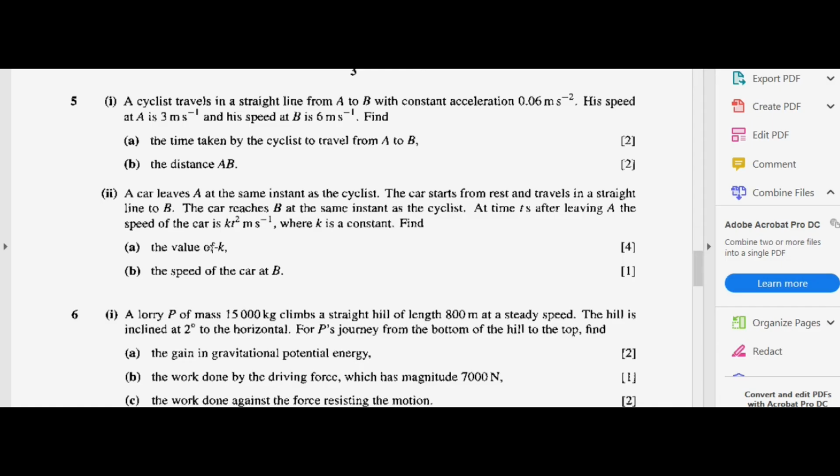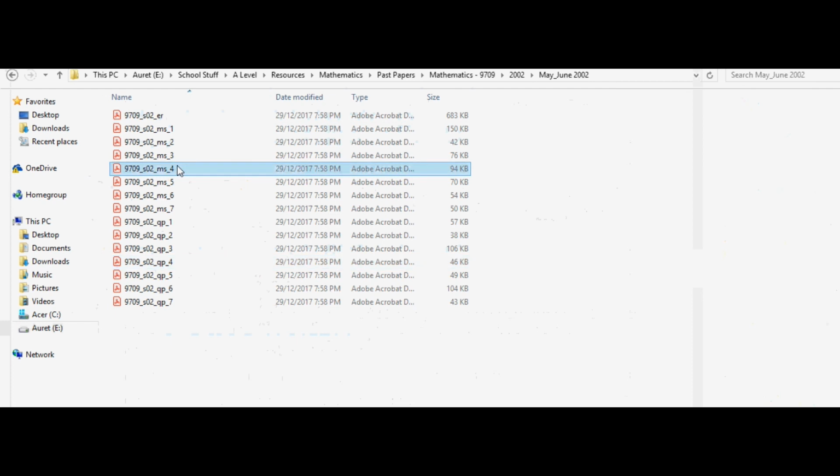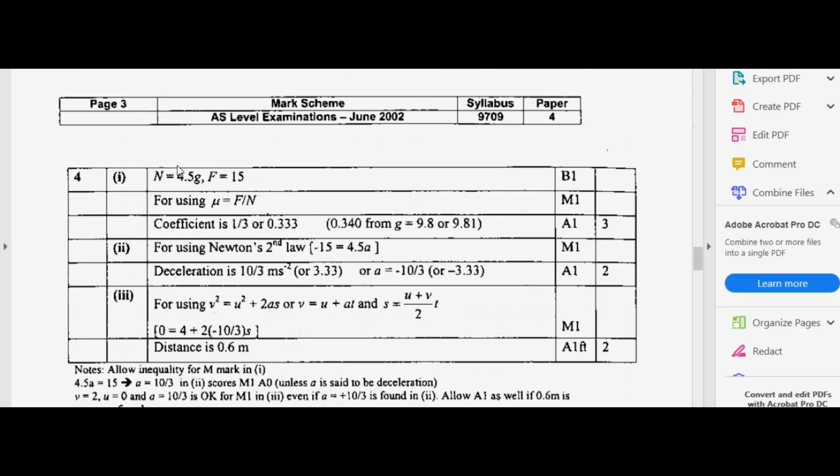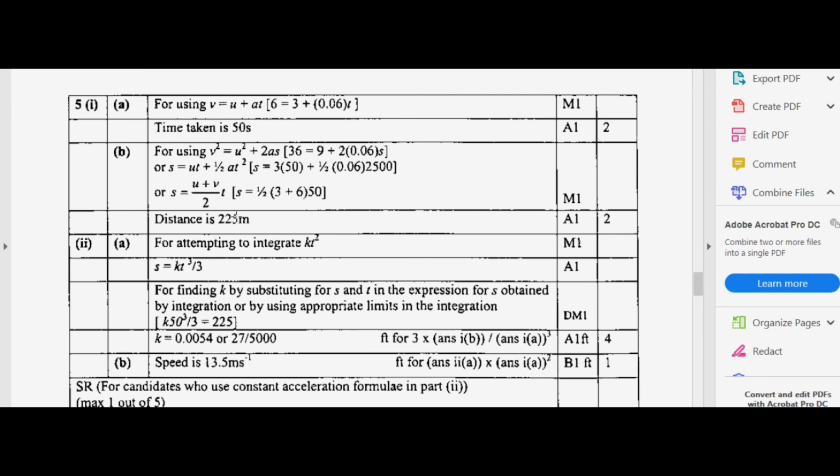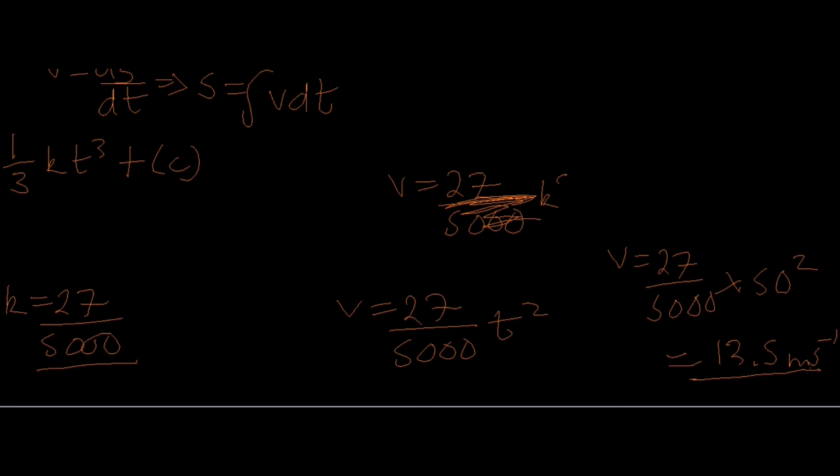And that's how we solve this particular question number 5. And if we have a look at the mark scheme, 50 seconds, 225 meters, 27 over 5,000, and 13.5 meters per second. So that brings us to the end of this video, where we look at an example problem on motion at constant acceleration.